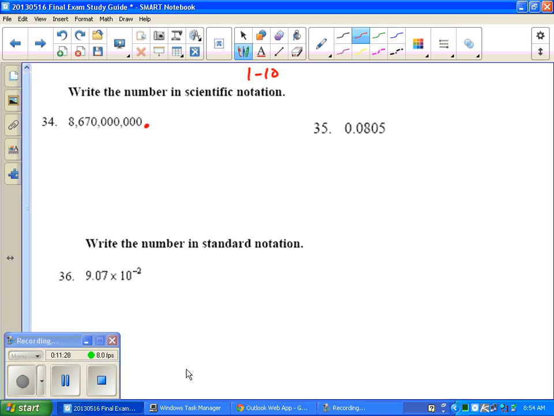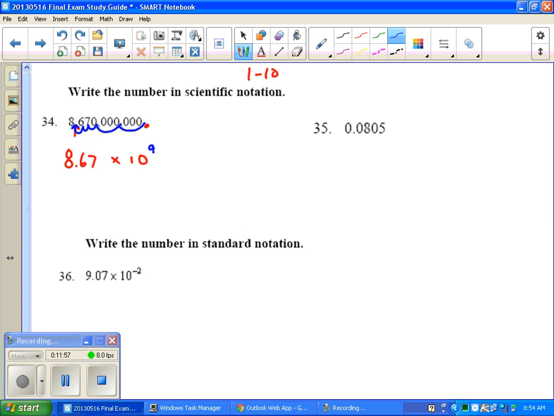It starts there. You need to make that decimal fall right between the 8 and the 6 because it's going to say 8.67. That number is between 1 and 10. It's going to be multiplied times 10, and it's going to move over how many times? That's the key. It moves over 3 times right there, 6 times right there, 7, 8, 9 times. It moves over 9 times, so 8.67 times 10 to the 9th power.